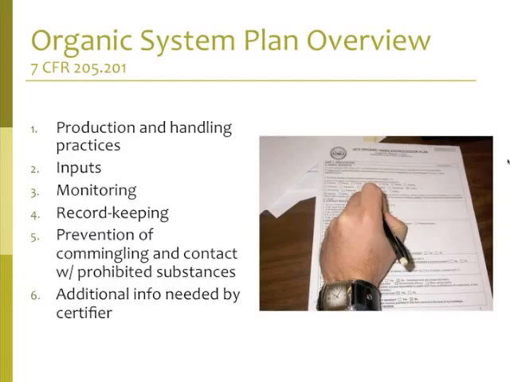1, a description of your production and handling practices. Also a list of inputs used or planned for use in organic production, a description of your monitoring practices, a description of your record-keeping system, a description of how you will prevent commingling of organic and conventional products, and how you will prevent contact of organic products with prohibited substances. And lastly, you'll need to submit any information requested by the certifier that they need to evaluate compliance with the regulation. These are the 6 main components, and we'll discuss each of these in more detail.